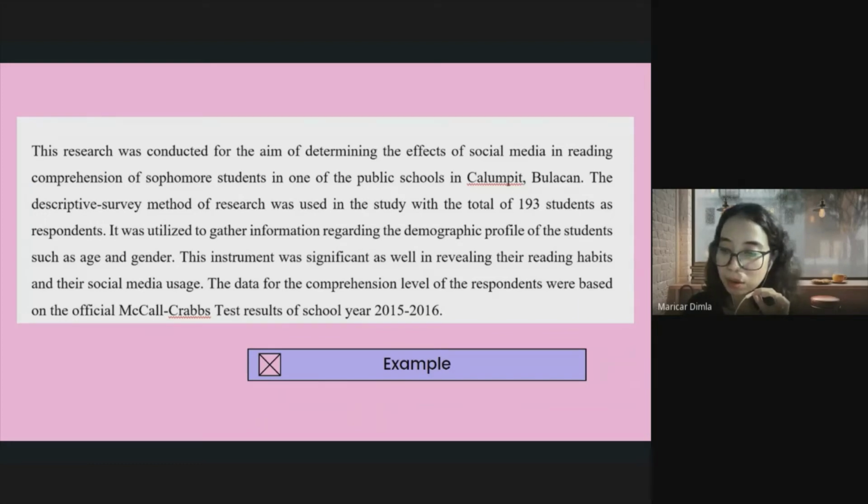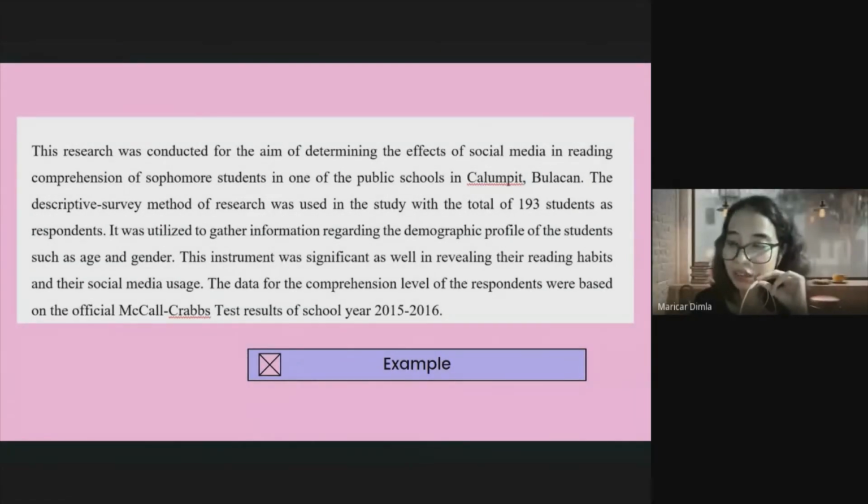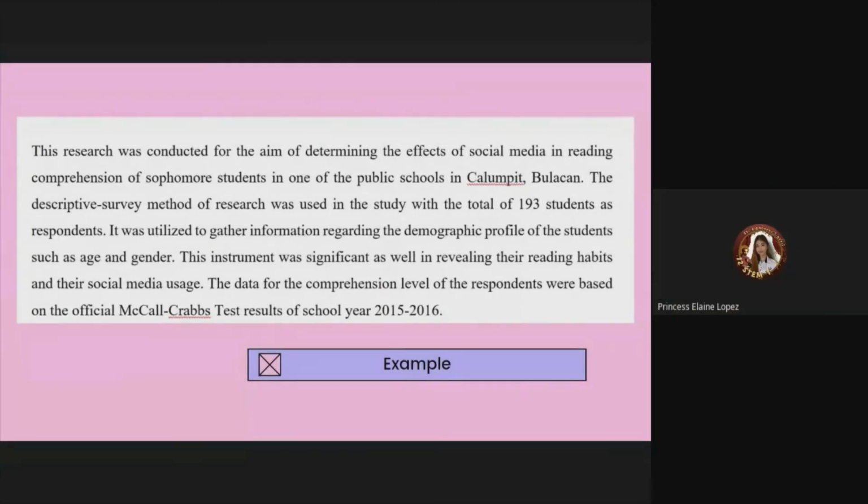Sige naman, pagod na kami magbasa. Tignan nyo lang muna. Yes, Adrian? Ano po, yung research method po nila is yung descriptive survey po. Yes, very good. Simple as that. So class, now how about the research locale? Class, when we say research locale, it is where your respondents came from. Kung saan kayo kumuha ng participants or respondents or kung saan kinandak yung study. So now, identify the research locale of this study. Yes, Elaine? Ano po, ma'am? Students in one of the public schools in Kalumpit, Bulacan po.